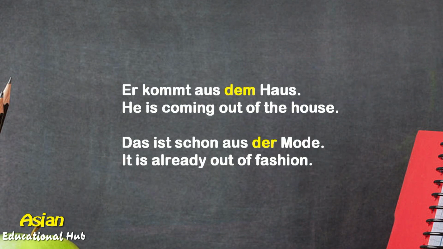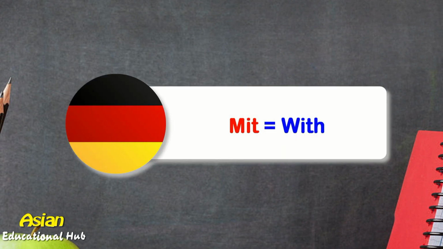More examples here. Er kommt aus dem Haus. He is coming out of the house. Das ist schon aus der Mode. It is already out of fashion. Schon means already.